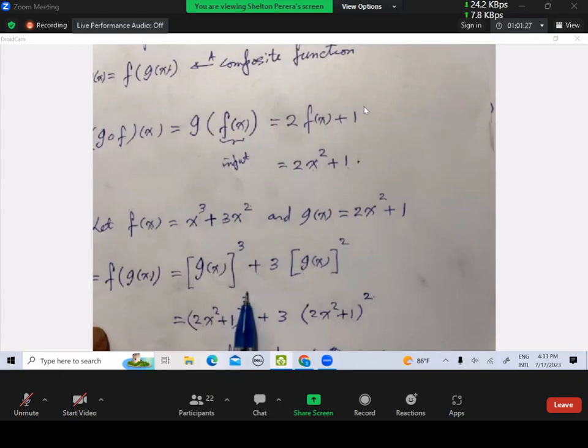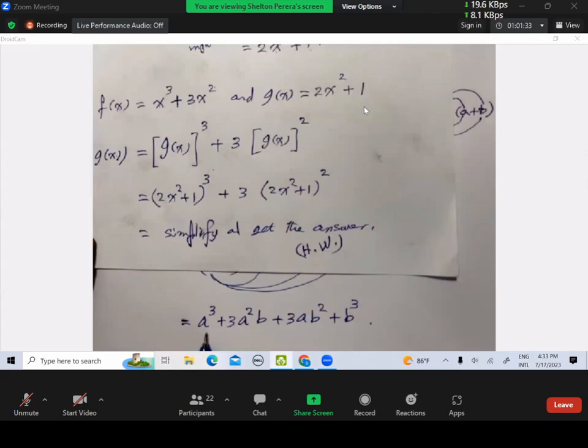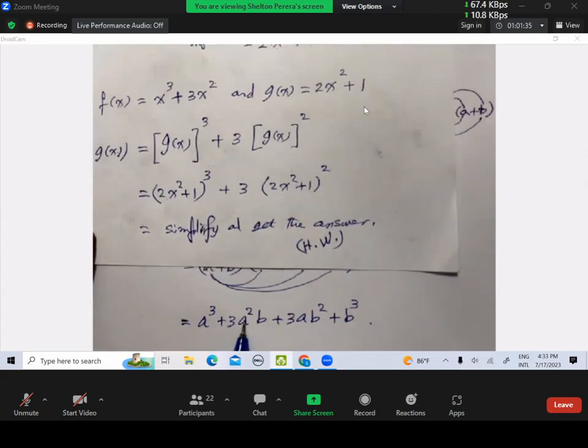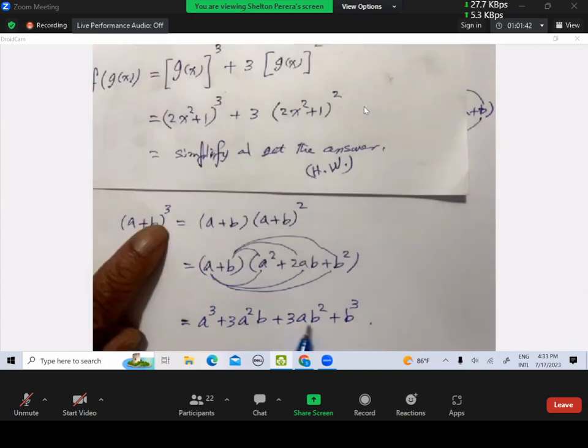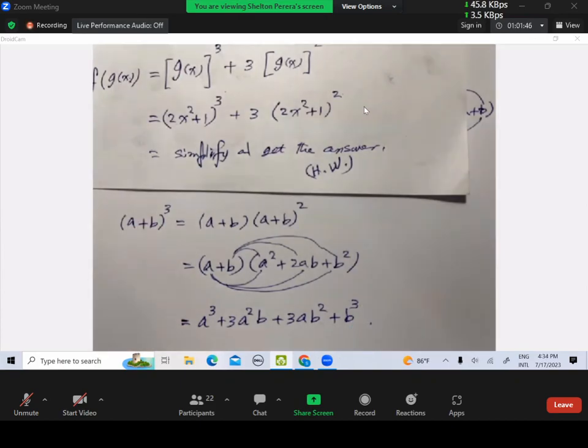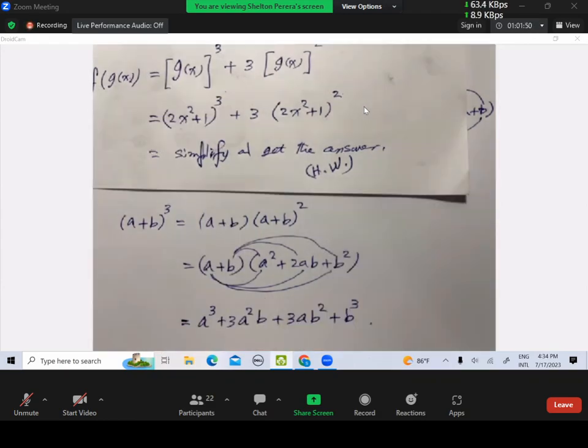So first term cubed plus 3 times first term squared times the second term, plus 3 times first term times second term squared, plus b cubed. If your simplification skills are not that good, I strongly suggest you apply this and simplify.